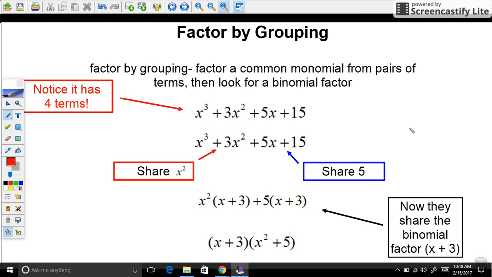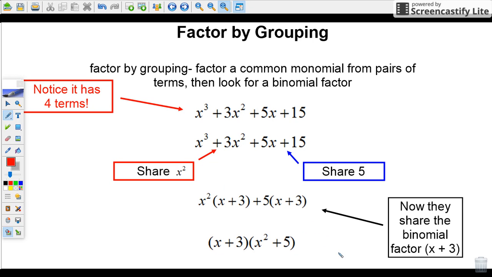Hello again, algebra students. One more method of factoring polynomials. This is called factor by grouping. This is where you group pairs of terms together. You look for a common monomial that you could factor out from those pairs, and then you look for one of those binomial factors that we could factor out.